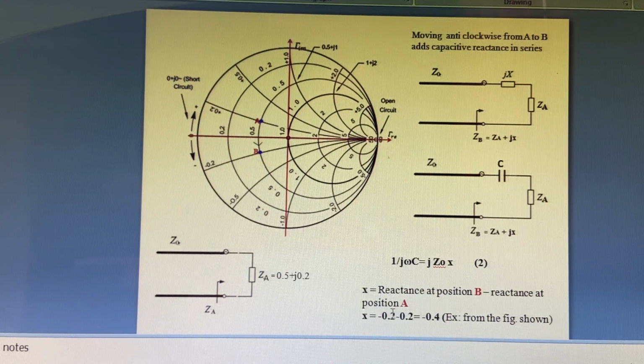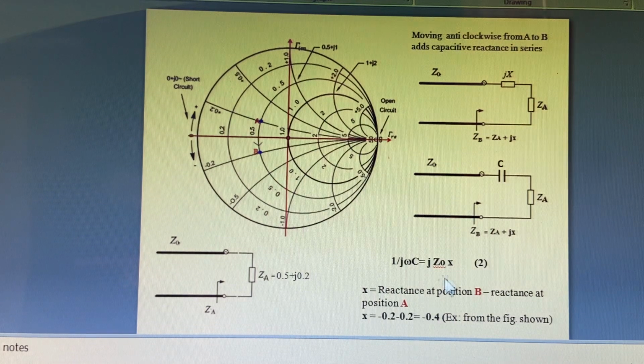And for the reactance at position A, take the reactance circle passing through that point. Its value is plus 0.2. But you have to subtract the values, so the reactance change is minus 0.2 minus 0.2, that is minus 0.4.